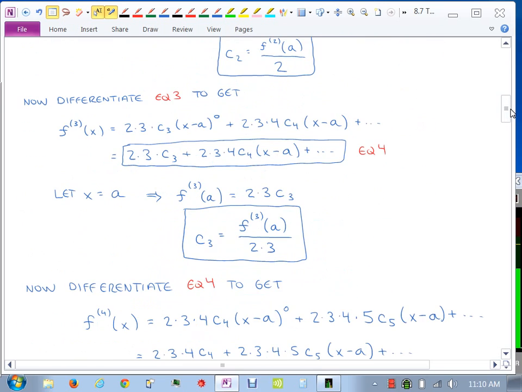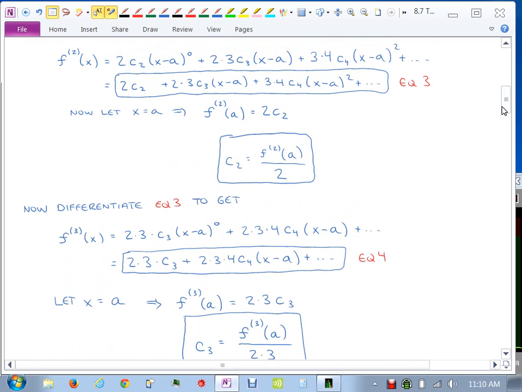Now differentiate equation 3. Since you've got it in front of you, look at equation 3 and take the derivative. The derivative of 2C2 is gone, right? What's the derivative of 2 times 3C3? X minus a. 2 times 3C3. And then over here, what happens? This one right here? The 2 comes out, so now you have 2 times 3 times 4, C4, x minus a to the first power. And we start to create a pattern. Here's our derivative, equation 4.